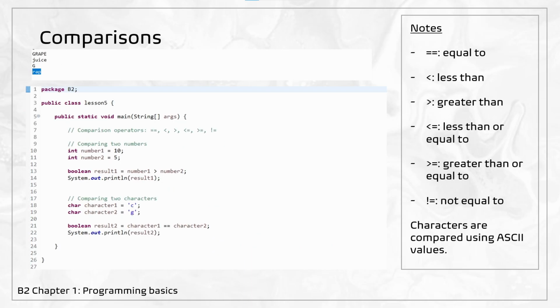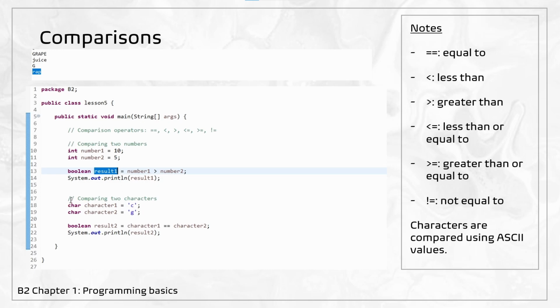You can also compare different values by using any of these comparison operators. The resulting output is a Boolean value, stating whether the comparison is true or false. So because number 1, 10, is bigger than number 2, this result 1 will store the value true because number 1 is bigger than number 2. And if we print result 1, the program will just print true.